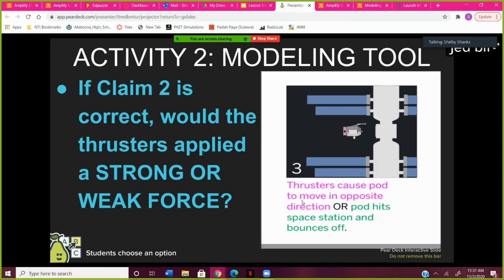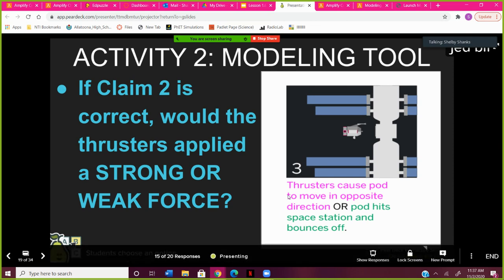Now, if the pod doesn't stop and it only slows down and then it bounces off the space station, is it going to still have that stronger force? Is it going to have a weaker force? Is it going to have the same force? That's what you need to think about.